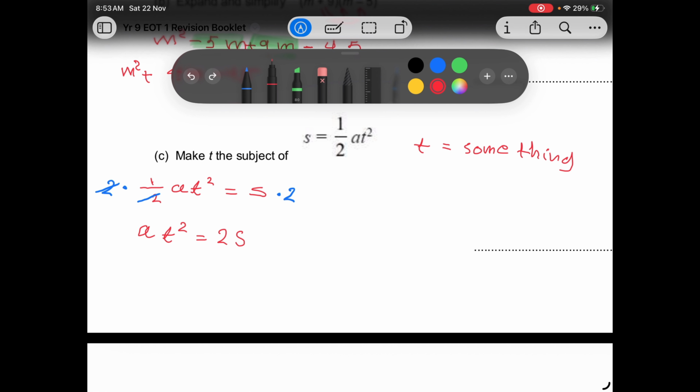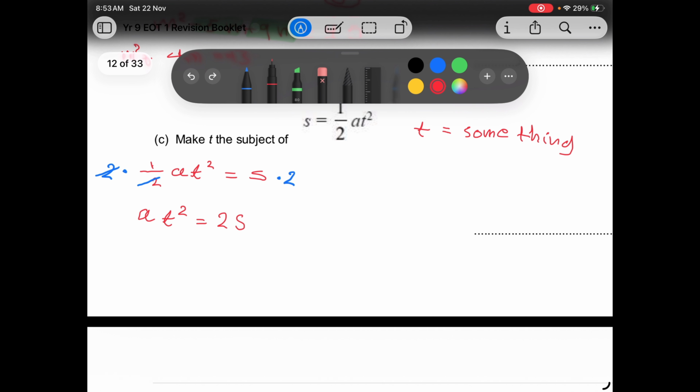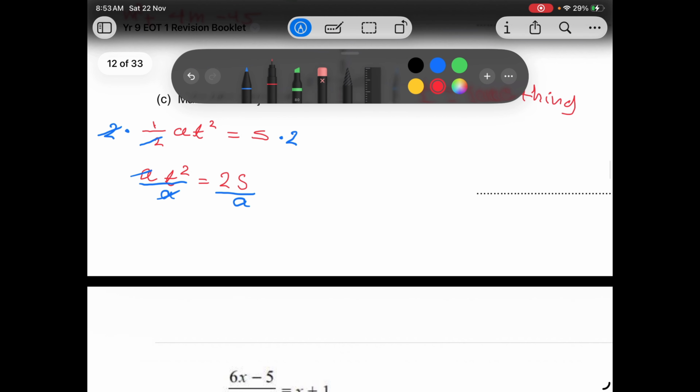Then what I have on the rest, then I can easily divide by what? Divide by a. And here we will divide by a as well. So a will vanish from the left side. And we are close to realizing the dream. So this will be 2s divided by what? By a.